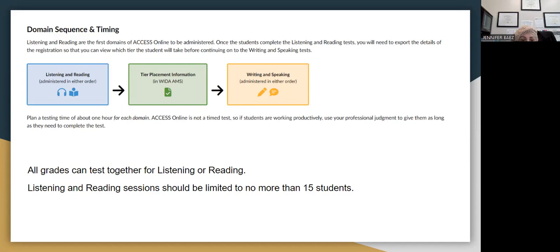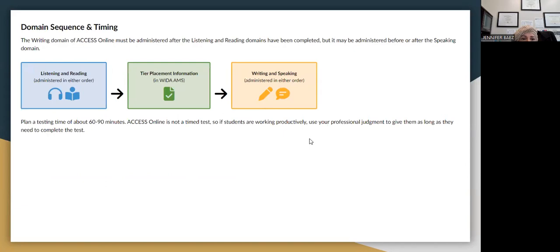We plan for about an hour for each of these domains, and every student will have to take all 4 domains. So that's 4 hours for each student during this testing window. All grades can test together for listening and for reading. Listening and reading should not have more than 15 students. For speaking, it should be about 5 students.